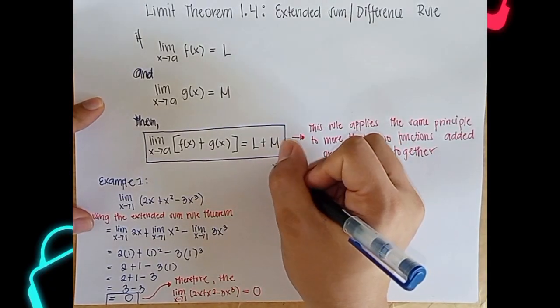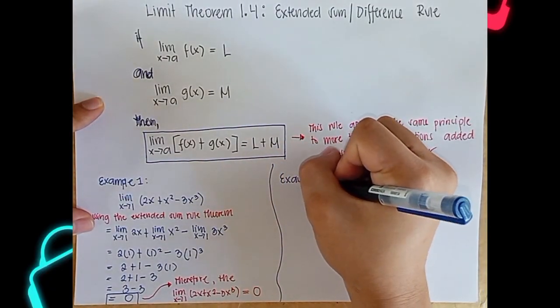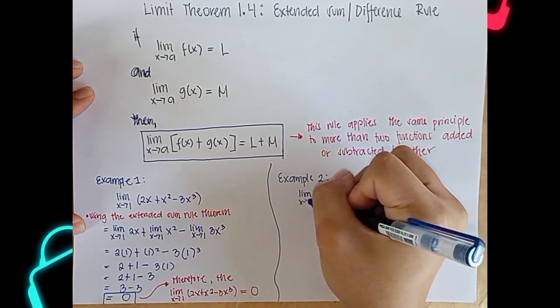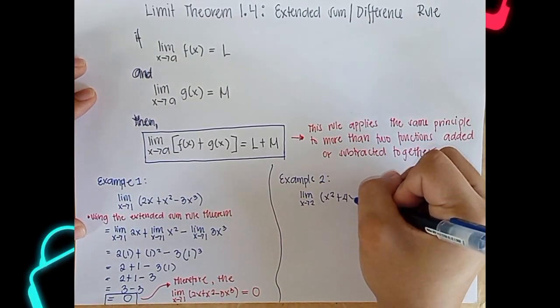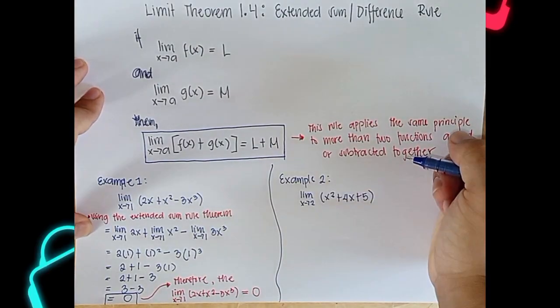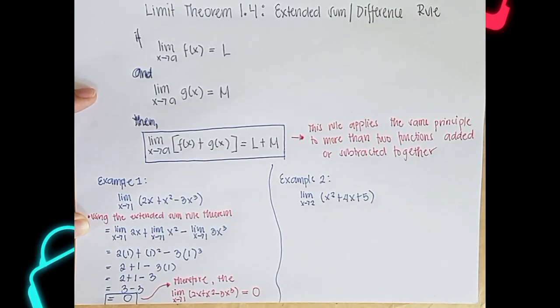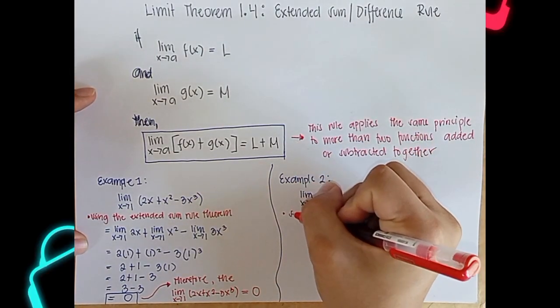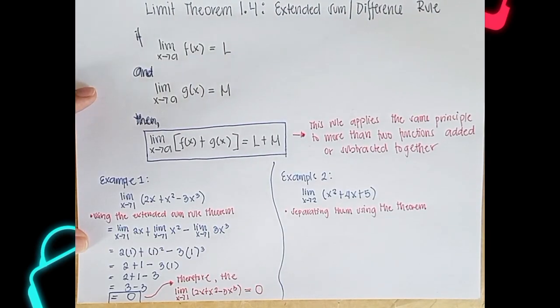So let's have another example, example number 2. The limit as x approaches 2 of x squared plus 4x plus 5. So what are we going to do with this? Since it belongs to Theorem 1.4, the extended sum and difference rule, first we have to separate this expression using the theorems.